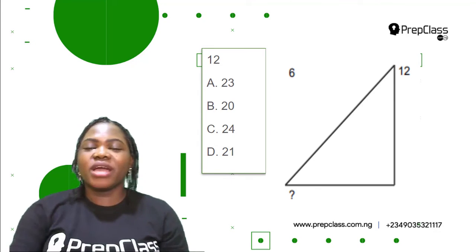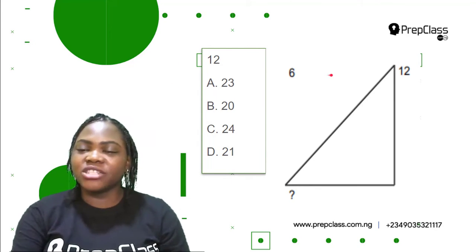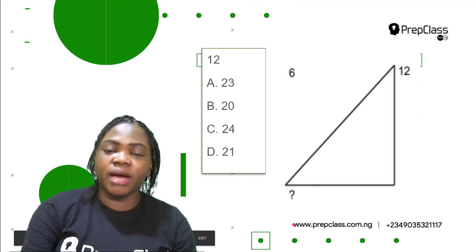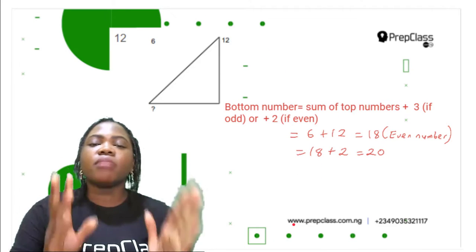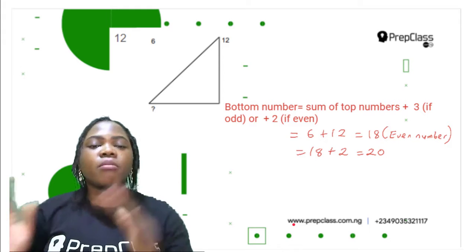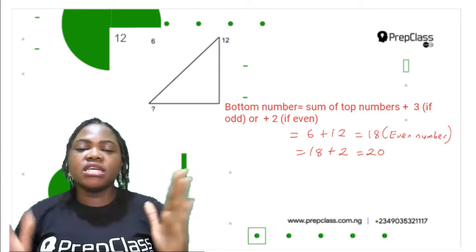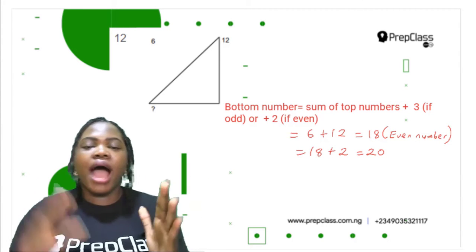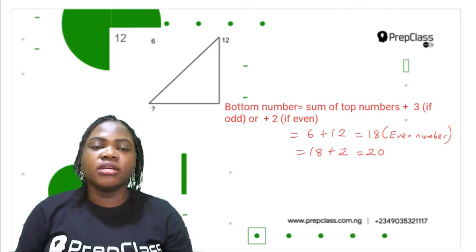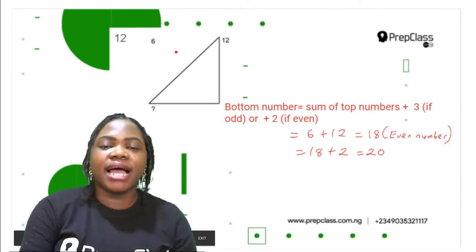Number 12. We are given the two top numbers as 6 and 12, and we are asked to find the bottom number. So from the samples, the bottom number is obtained by finding the sum of the top numbers, then add 3 if the number is an odd number, or add 2 if the sum is an even number. So the top numbers are 6 and 12.